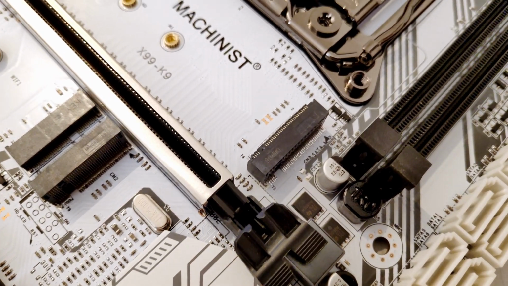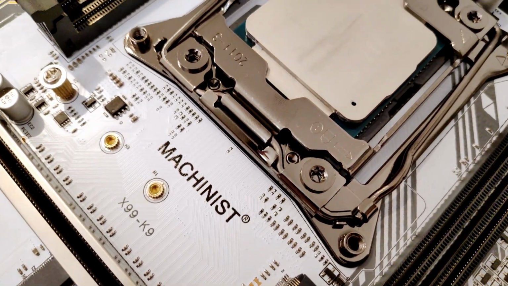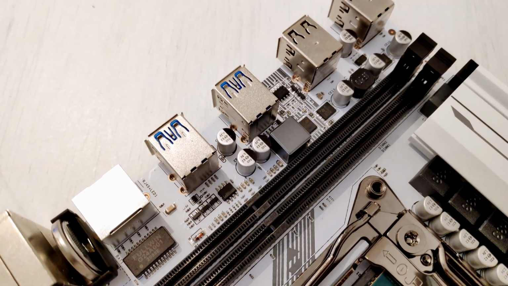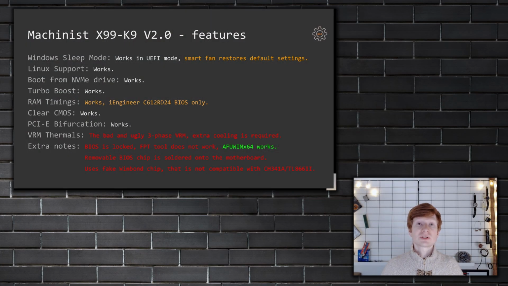The previous version of Machinist X99-K9 had a few serious flaws, one of which was non-working SmartFan function. Thus, with this in mind, let's start testing and take a look if SmartFan is actually fixed. As it turns out, in version 2 SmartFan on X99-K9 actually works, but it works as long as you don't put your computer to sleep.